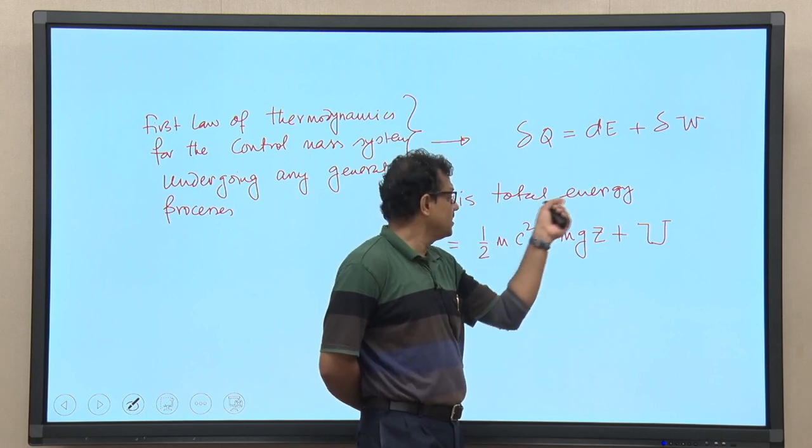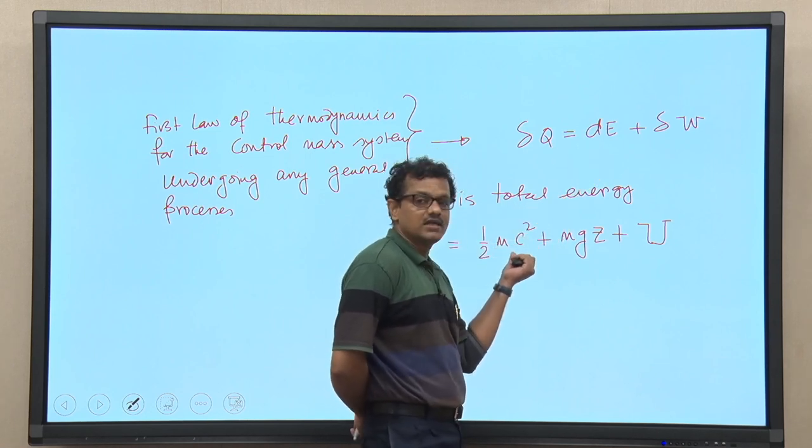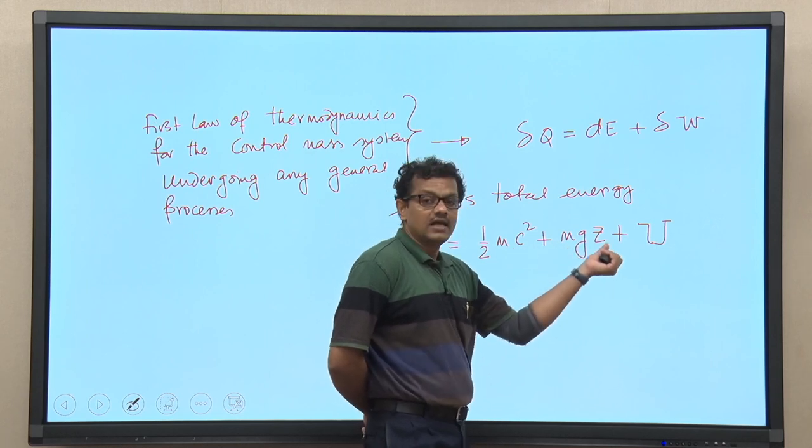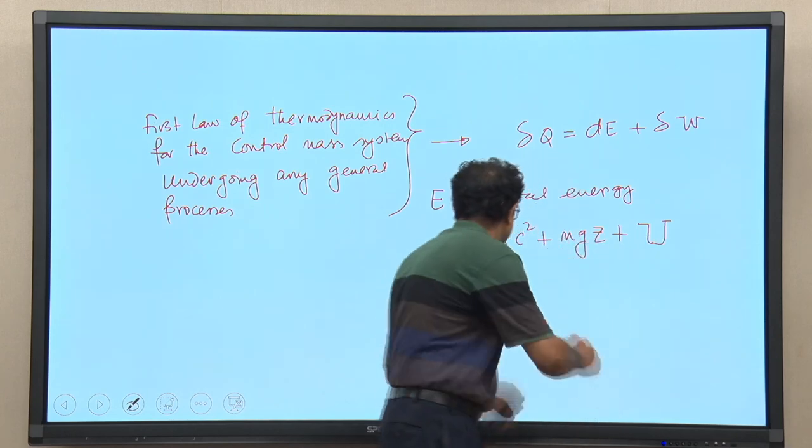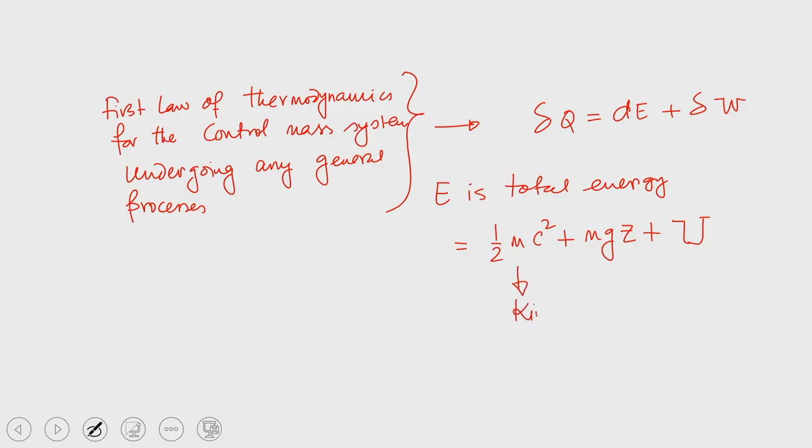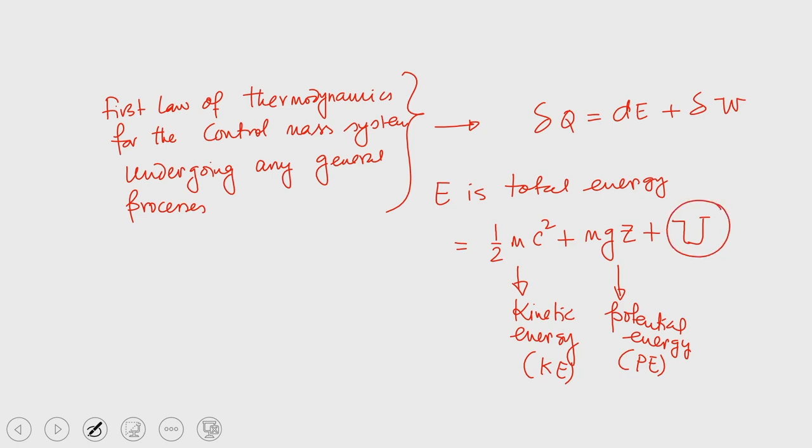The remaining energy will be there within the system, and that is nothing but the kinetic energy, the potential energy, and a form of energy other than these two. So, this is the kinetic energy, K E, this is the potential energy, P E. So, apart from these two different forms of energy, there is another form, and this is known as internal energy.